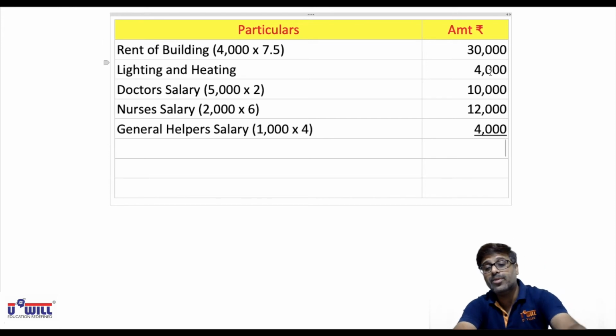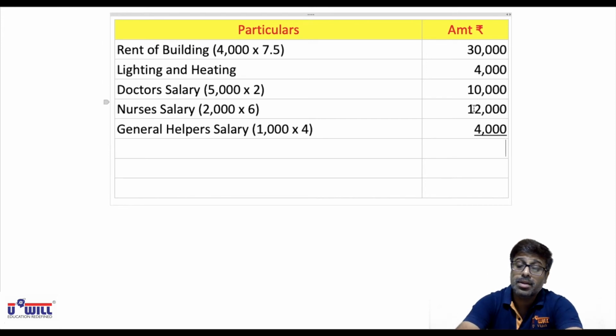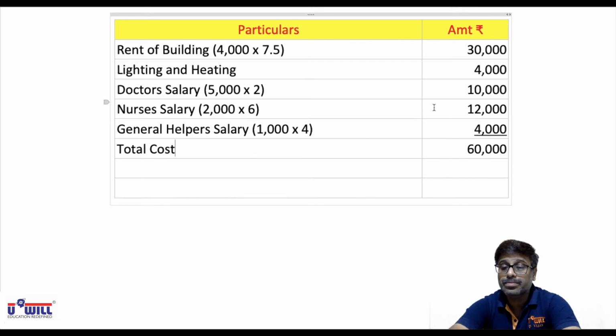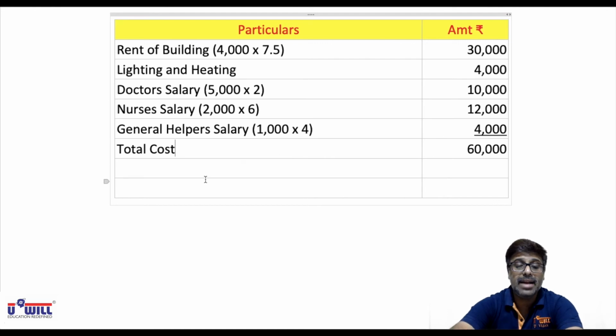$30 plus 4, 34,000 plus 10, 44 plus 12, 56 plus 4, 60,000. That is the total cost. Now, in that we have to add profit and find out the total amount of takings.